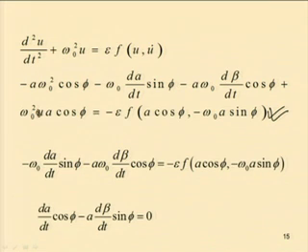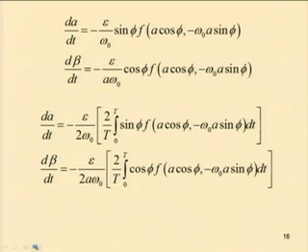For u, we substitute a cos phi. Now, separating terms, from this equation one can write minus omega 0 dA by dt sin phi. One can equate the order of epsilon and write the equations, and from those equations one can find dA by dt equal to minus epsilon by omega 0 sin phi f of a cos phi, minus omega 0 a sin phi. Similarly, d beta by dt equal to minus epsilon by a omega 0 cos phi f of a cos phi, minus omega 0 a sin phi.